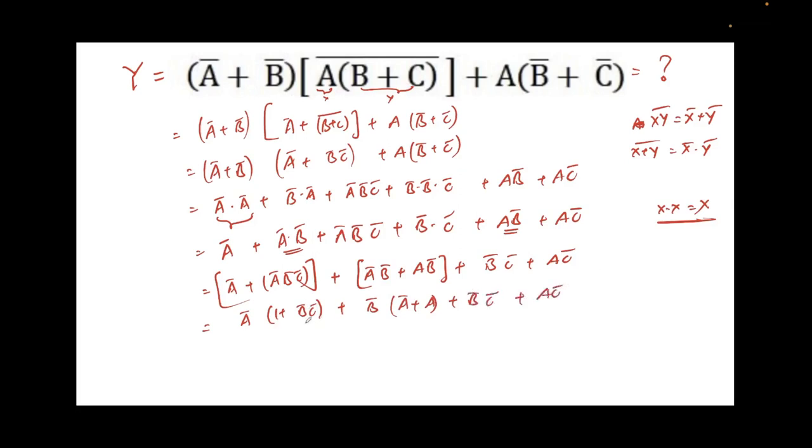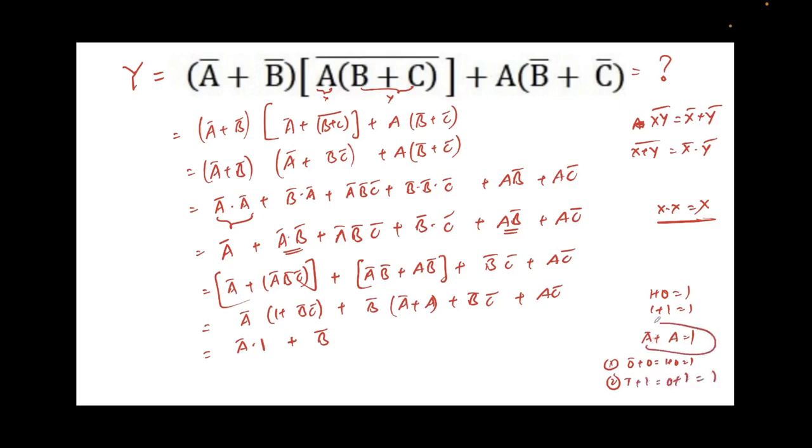Now 1 plus anything would always be 1. So even if this term is 0 or 1, it's irrelevant, because 1 plus 0 is also 1 and 1 plus 1 is also 1. So I can neglect this second term. So this will come out to be A bar times 1 plus B bar. Now A bar plus A is nothing but 1. Let's take the case when A is equal to 0. When A is 0, it will be 0 bar plus 0, which is equal to 1 plus 0, which is equal to 1. Or when A is 1, it will be 1 bar plus 1, 0 plus 1, which is again equal to 1.